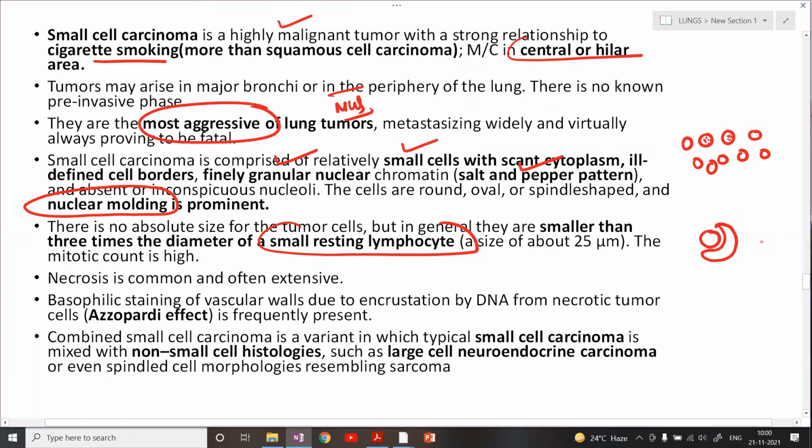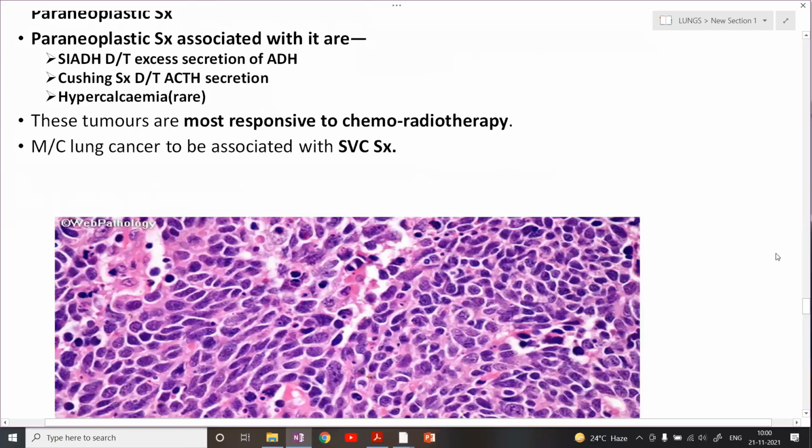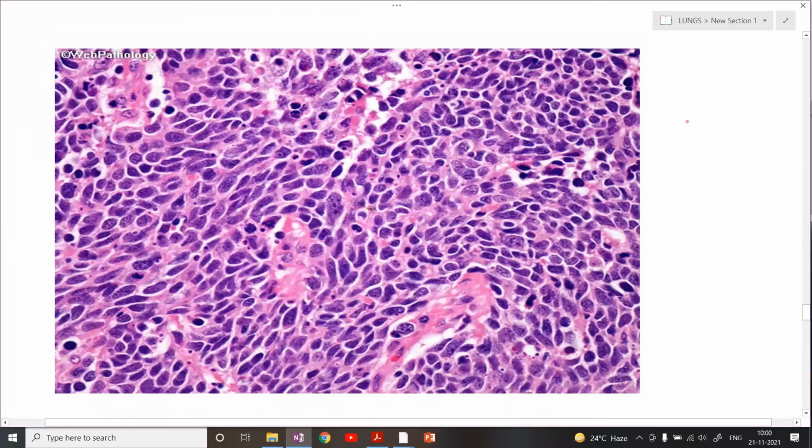Okay. Let me just show you this diagram. Can everyone appreciate this? This is the small round blue cell tumor. Now the cells are not always round. Sometimes the cells are also oval shaped. Can you appreciate, everyone? Yes.